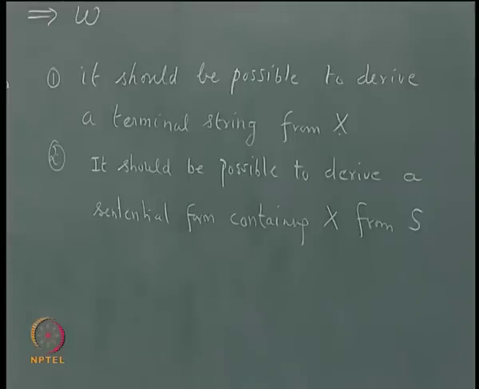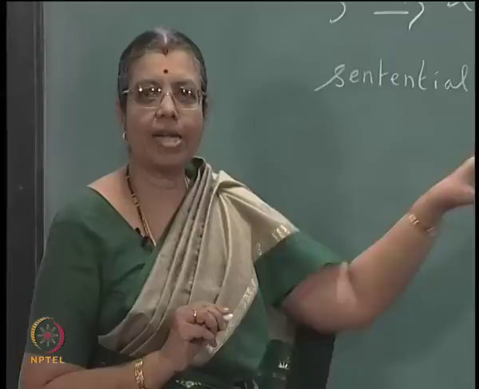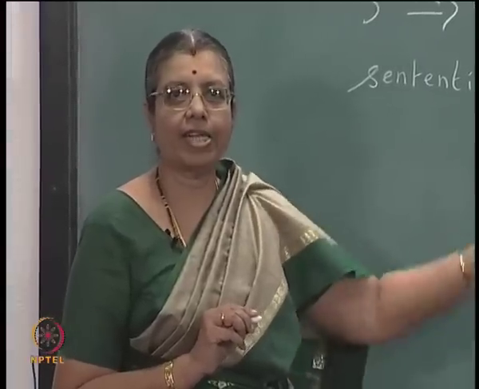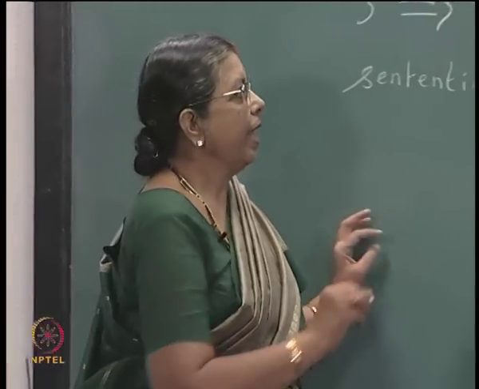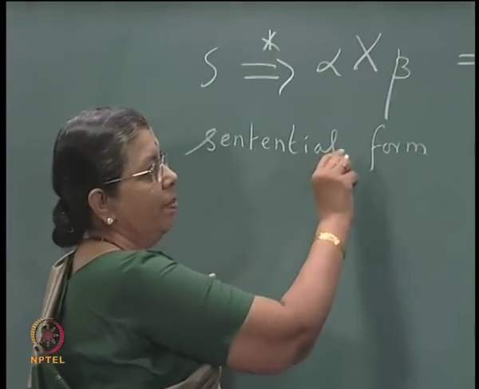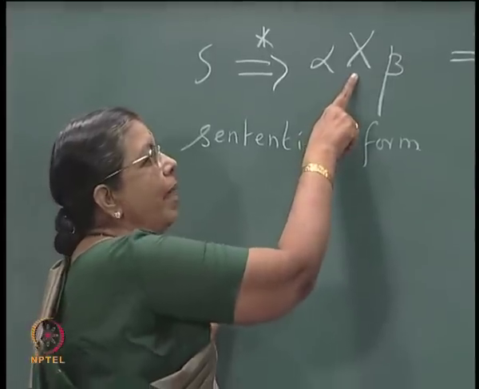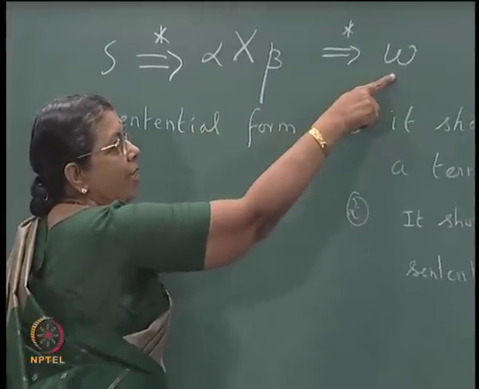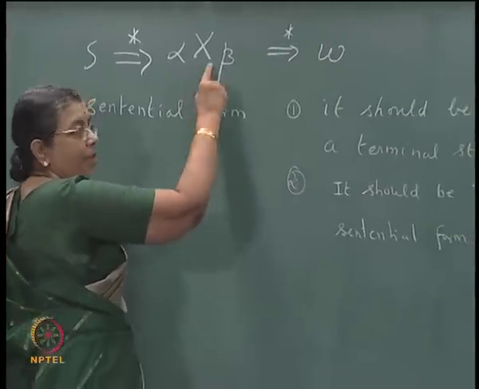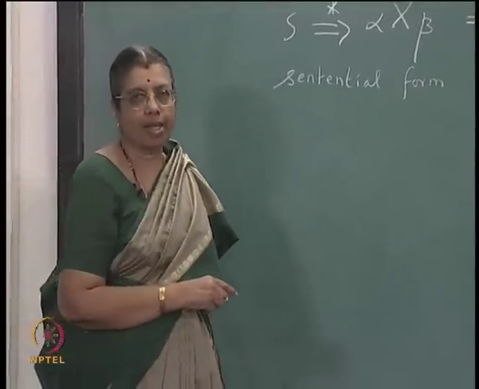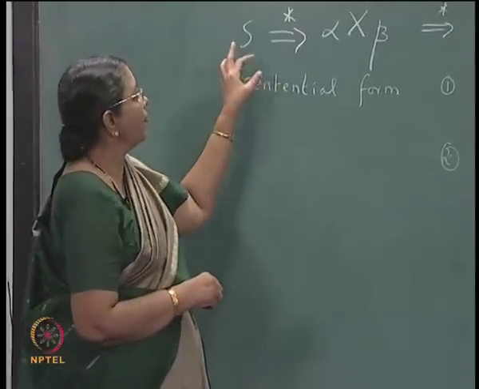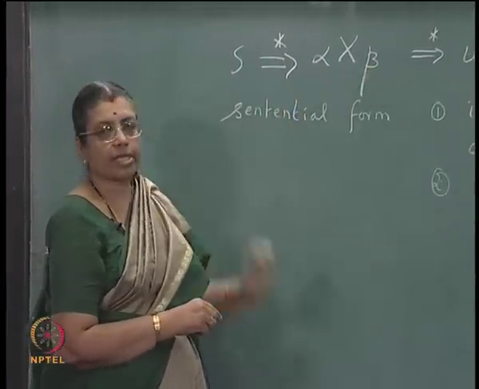Are they necessary or sufficient? These two conditions are necessary conditions, but they are not sufficient conditions. Why? See, if X is a useful symbol, then from X it should be possible to derive a terminal string, and from S you must be able to reach X.